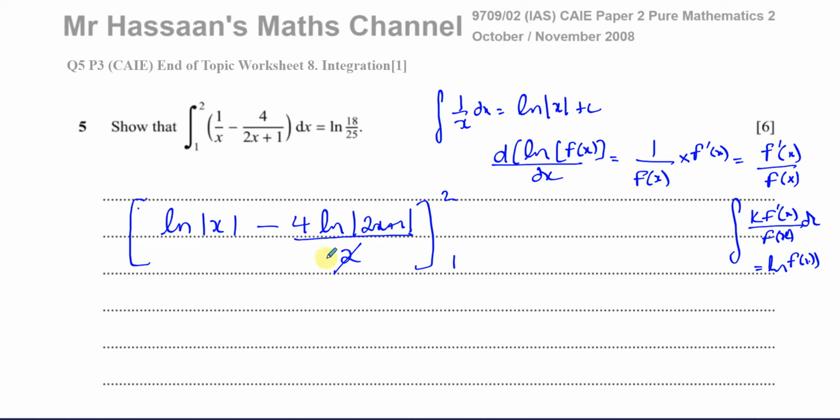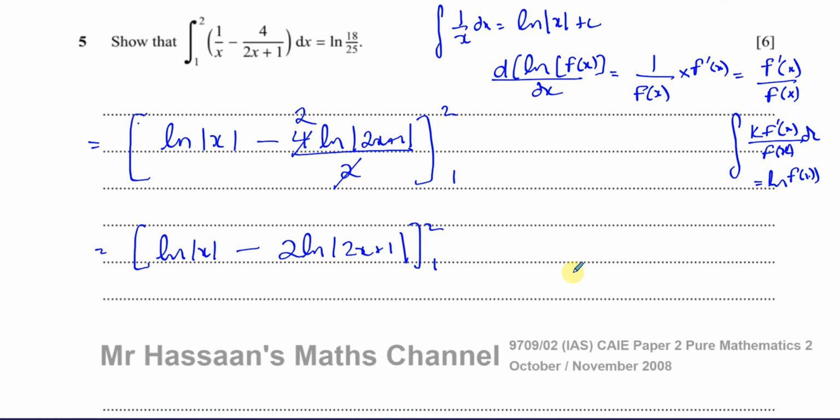And here, this 4 and this 2 will cancel out, so you're now left with the ln of the modulus of x minus 2 times the ln of the modulus of 2x plus 1. And we have our limits 2 and 1, and if we want to, we can put those limits in now. We could simplify this first and then put the limits in as you wish. I'll just put the numbers in now. Okay, you can do either way.